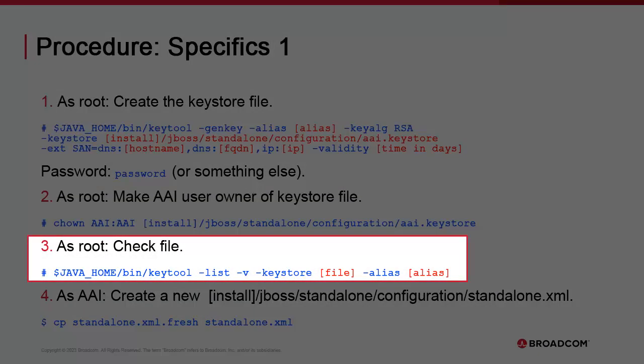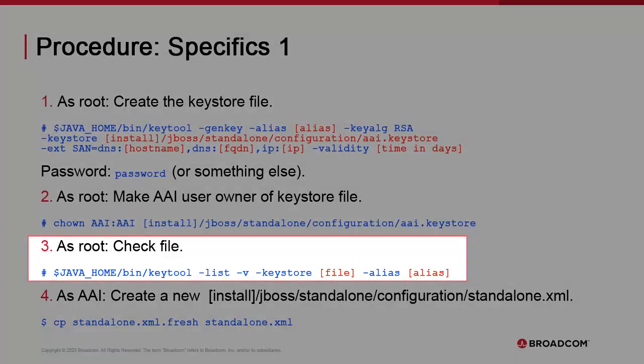Then we check the contents of the key store with keytool and the -list -v options. We specify the file and the alias, and we're prompted for the password associated with the key store.